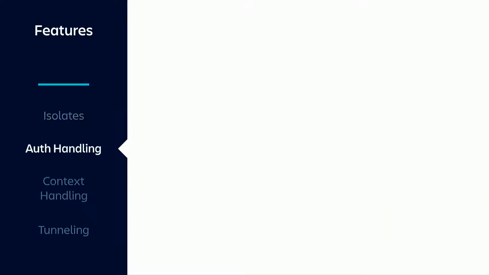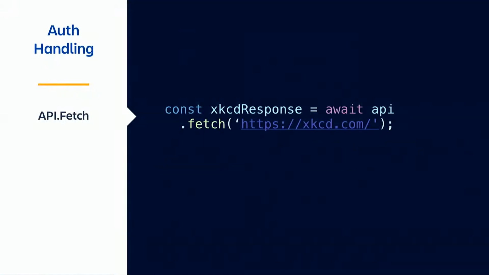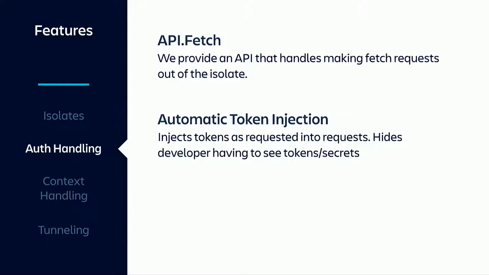And one of the things we've done is auth handling. Now, out of the box, we ship a basic API fetch API. This is pretty much the same as you've seen. If you wanted to fetch an XKCD comic, this is what it would look like. We all know how fetch works. But Atlassian can go a step further. As you probably heard Mike Cheer mention yesterday, we've been adding OAuth 2 support to our APIs. And what this means is we can actually start doing things like token injection into your app.